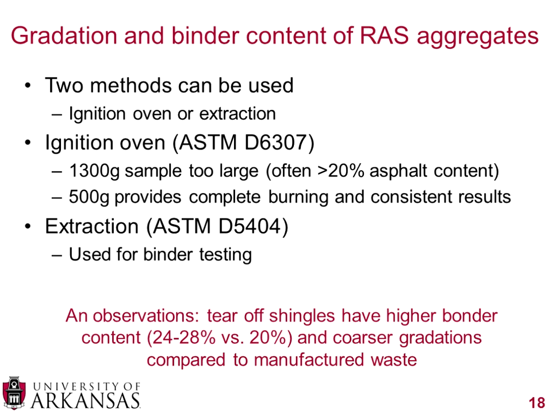And you can see down here in observation, there's a spelling error, I apologize, but tear-off shingles have a higher binder content. So it's not bonder content, it's binder content. The tear-off shingles are usually 24 to 28%, whereas the manufactured waste shingles are a little lower, around 20%. In addition, the tear-off shingles have a coarser gradation. So tear-off shingles in general have higher asphalt content and also a little coarser gradation when you're comparing them to the manufactured waste shingles.